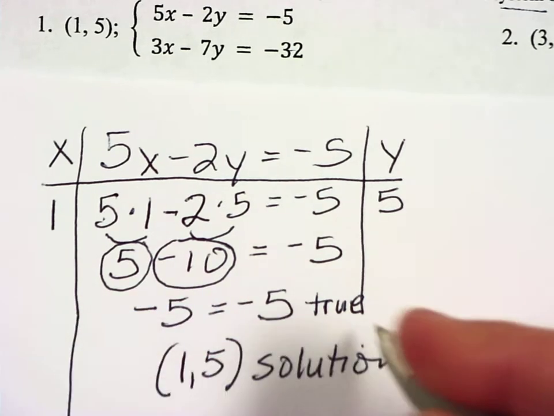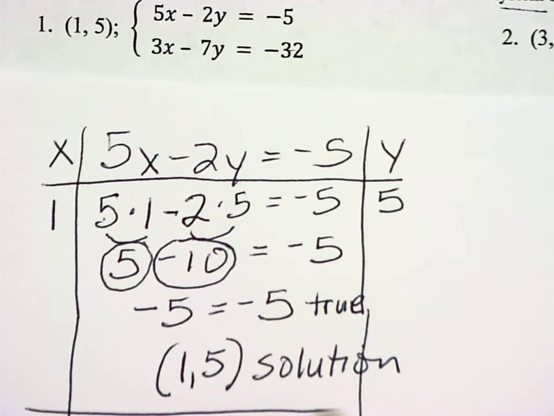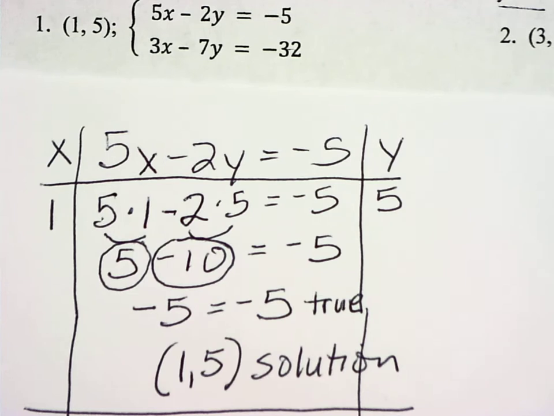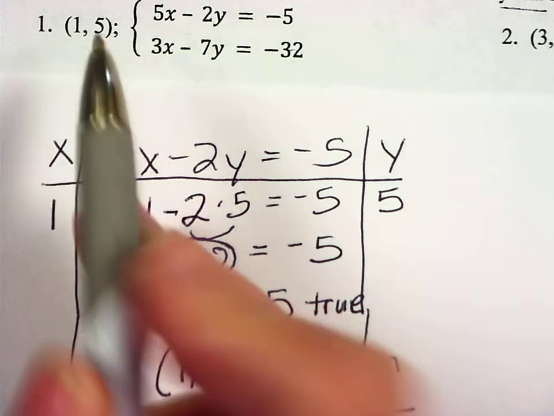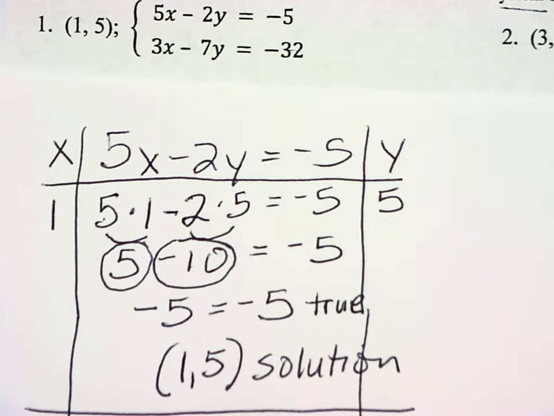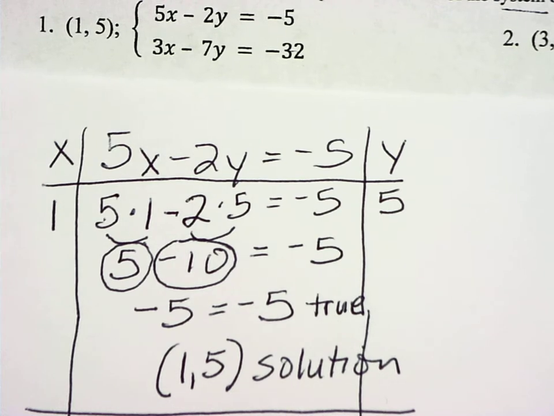So here is my function table. I'm just going to extend it. I'm going to put my second equation in here. And again, I'm going to plug in 1 for x and 5 for y. So I have 3 times x would be 3 times 1 minus 7 times y. Y is 5. And that equals negative 32. 3 times 1 is 3. Negative 7 times 5 is negative 35.